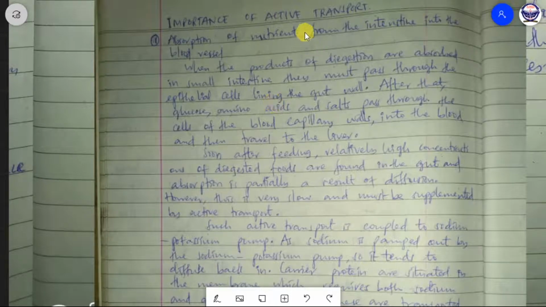Now we are saying that when the products of digestion are absorbed in the small intestine, they must pass through the epithelial cells lining the gut wall. After that, glucose, amino acids, and salts pass through the cells of the blood capillary walls into the blood and then travel to the liver.